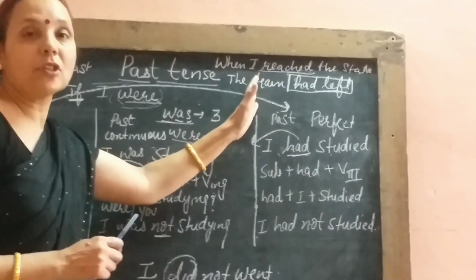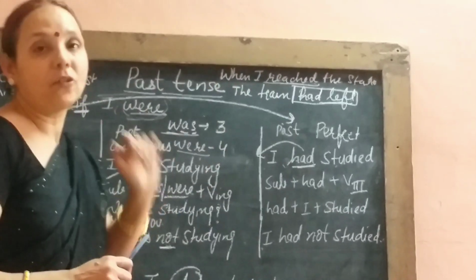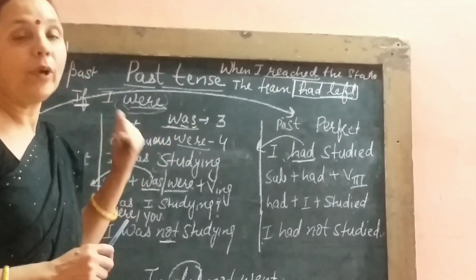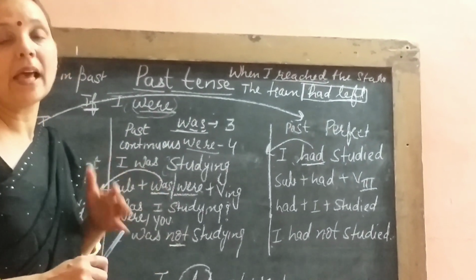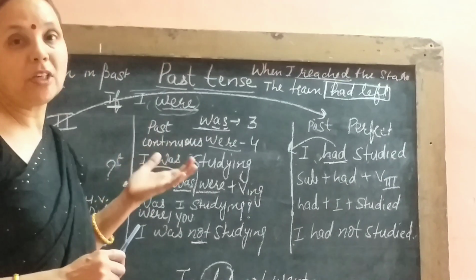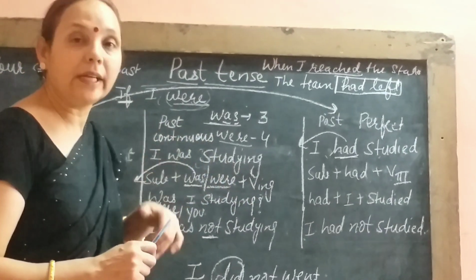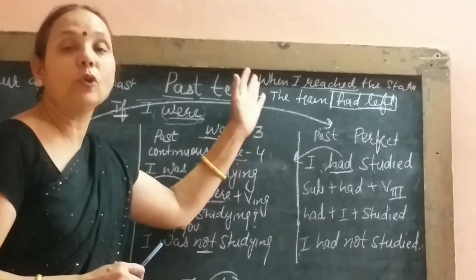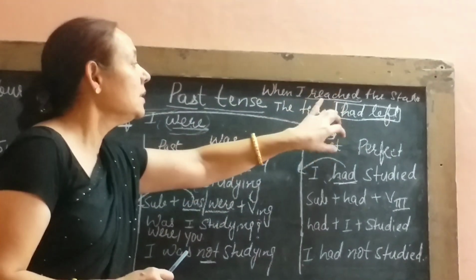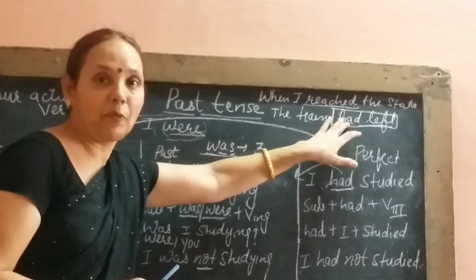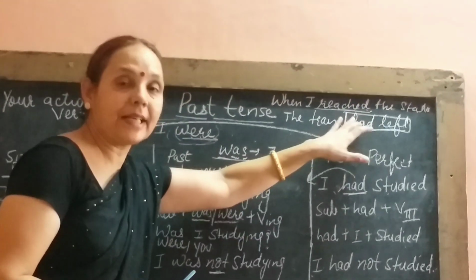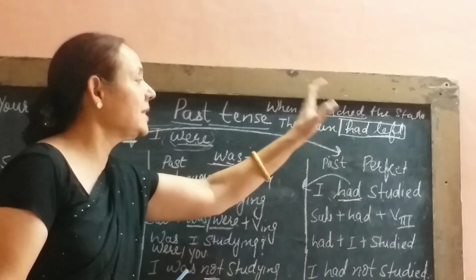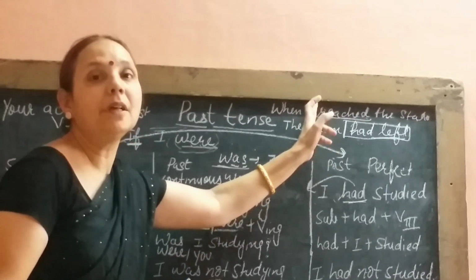That means I was not able to catch the train. Such an example is, when the doctor reached, the patient had died. So the patient did not get the treatment because he had already died before the doctor could arrive. So such combinations you will always find. So remember, the tense which is in the past perfect, that action takes place a bit earlier in comparison to the action which is in the simple past tense.